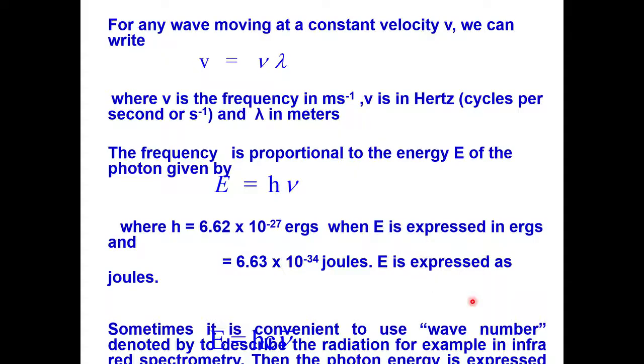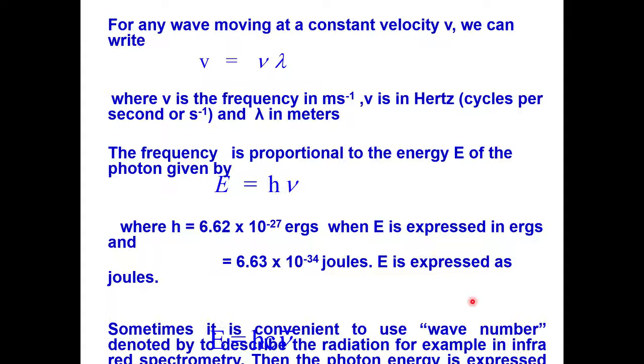And then for any wave moving at a constant velocity v, we can write the velocity is the number of cycles per second multiplied by the wavelength. v is in meters per second, nu is in hertz, that is cycles per second, and lambda is in meters. So, the frequency is proportional to the energy, and that is again given by E is equal to h nu. Nu is the frequency.